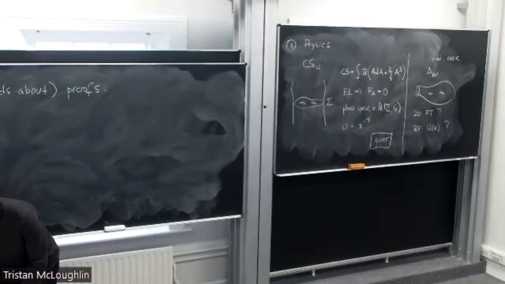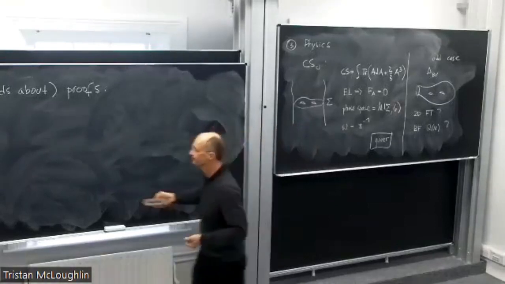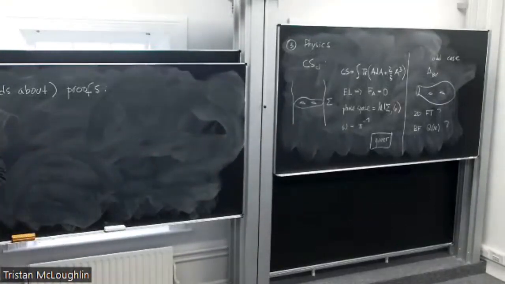So let me recall how the Fock–Rosly story was organized. We have our surface, and I'm not sure whether I will be able to draw it in a very convincing way. So we have a boundary, and they're choosing some kind of skeleton in the boundary, such that the surface can contract to that skeleton.